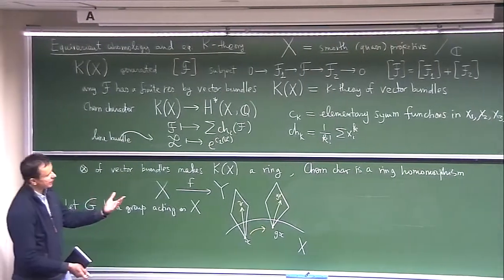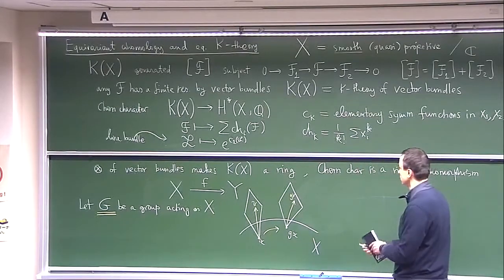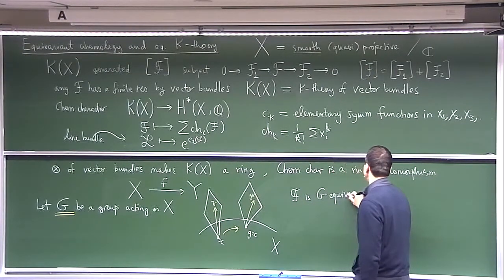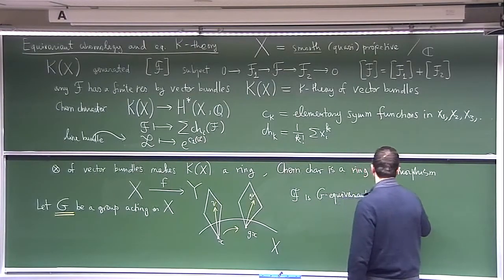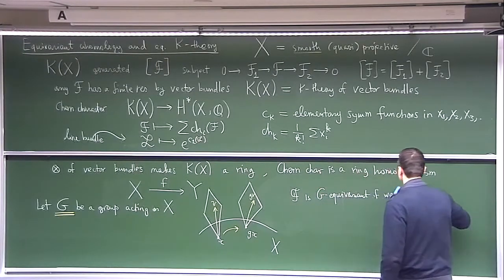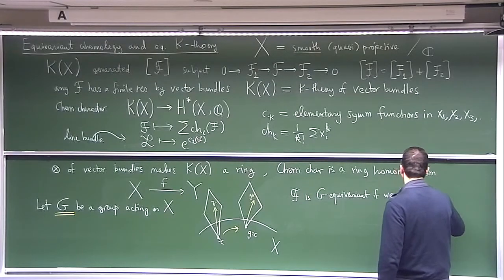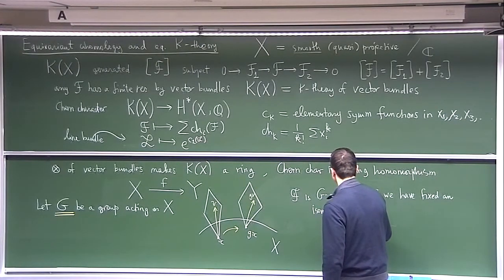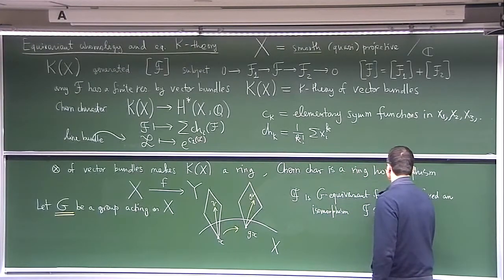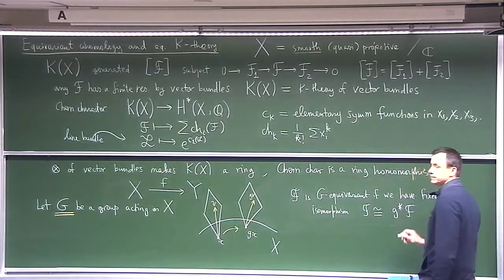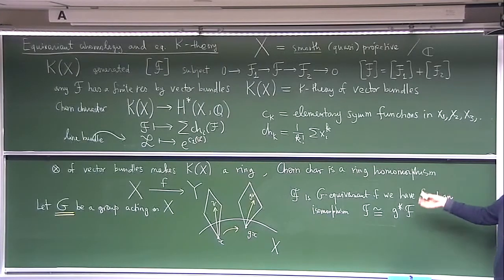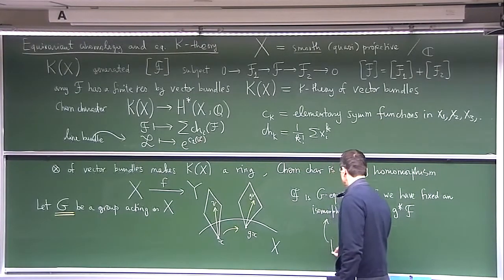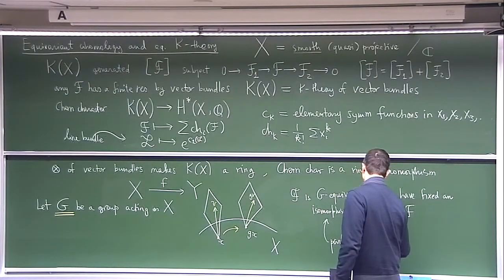If you think about what this means, you can make the following definition for a general coherent sheaf. A coherent sheaf F is G-equivariant if we have a fixed isomorphism between F and the pullback of F under the action of G. And this isomorphism is a part of data. Like for example, if I have any character, it can be traced. This is part of data. G can twist.